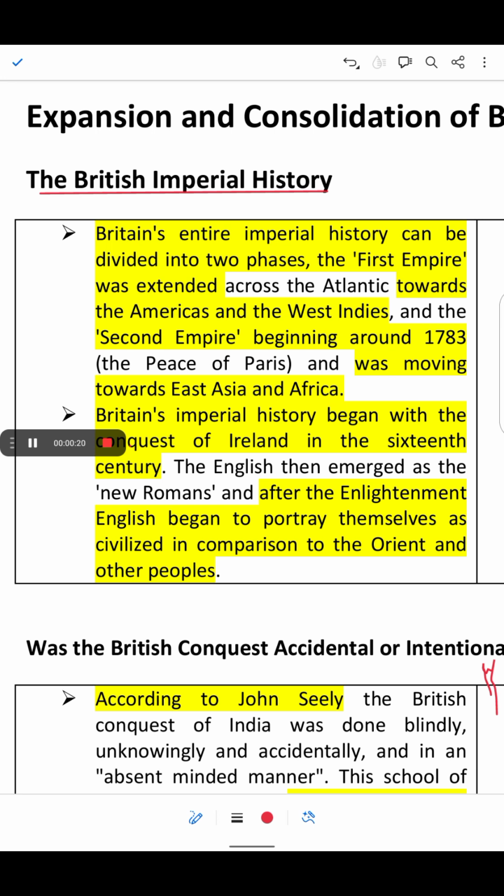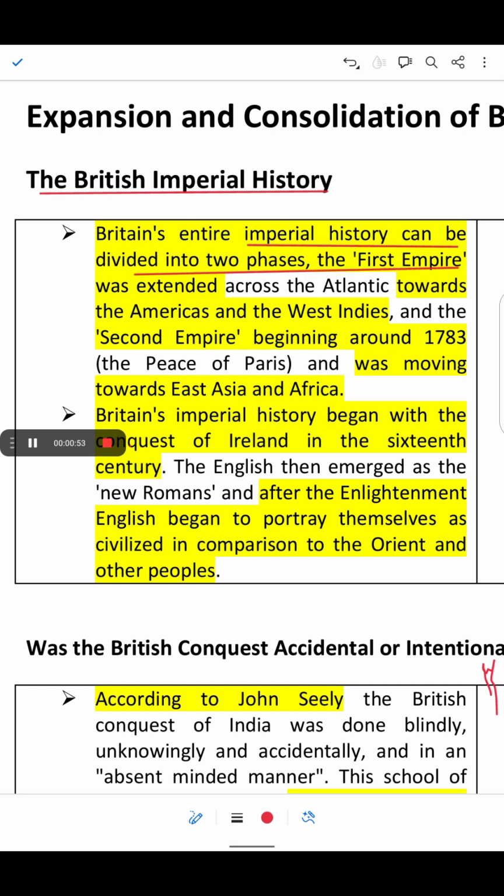The first phase mainly focused on territorial expansion in the Atlantic region, which includes the Americas and the West Indies. And in the second phase, the main focus of expansion was towards East Asia and Africa. So see, Britain's entire imperial history can be divided into two main phases.